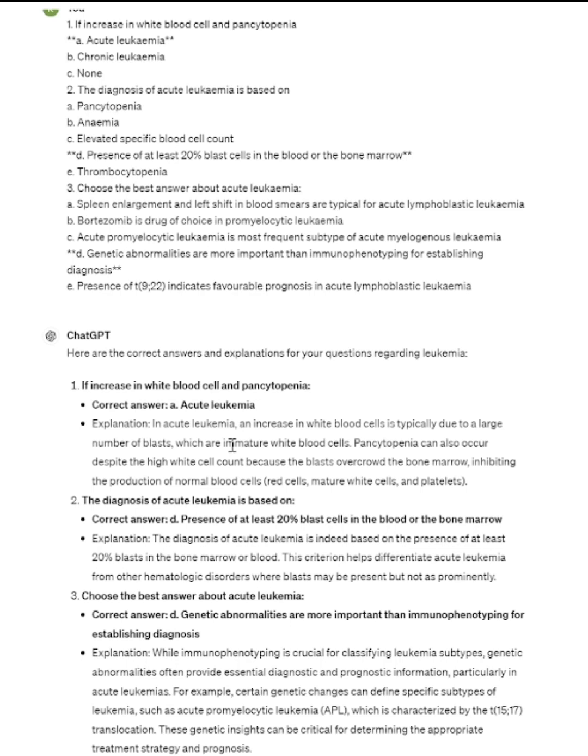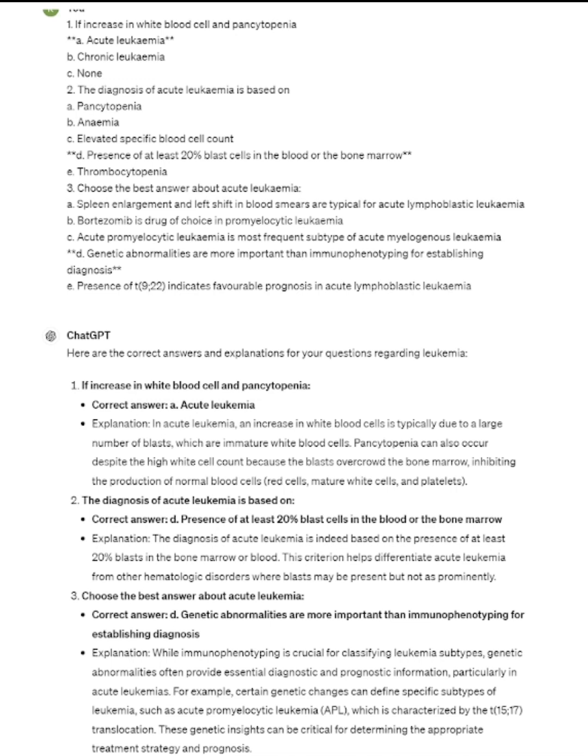2. The diagnosis of acute leukemia is based on. Correct answer, D. Presence of at least 20% blast cells in the blood or the bone marrow. Explanation. The diagnosis of acute leukemia is indeed based on the presence of at least 20% blasts in the bone marrow or blood. This criterion helps differentiate acute leukemia from other hematologic disorders where blasts may be present but not as prominently. 3. Choose the best answer about acute leukemia.